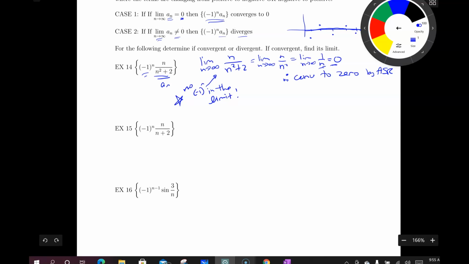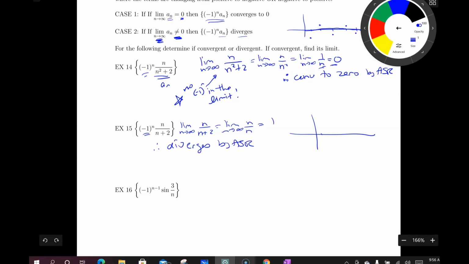Let's look at this next one. Again, I see it's alternating, so I'm going to take the limit as n goes to infinity of just the positive part. Highest power, since I'm doing limits with infinity, I just get 1. Okay, so let's think about this. This limit as n goes to infinity does not equal 0. So this gives me the conclusion this diverges by ASR, the alternating sequence rule.